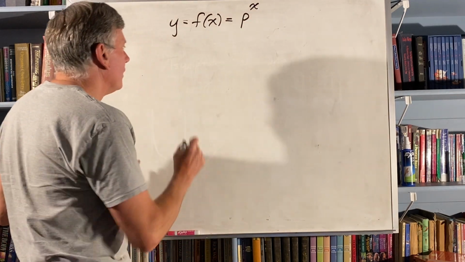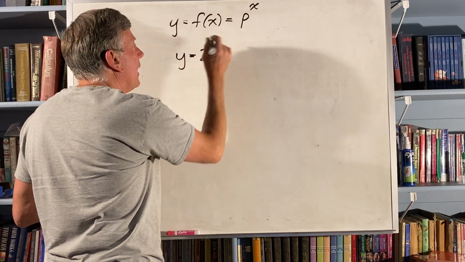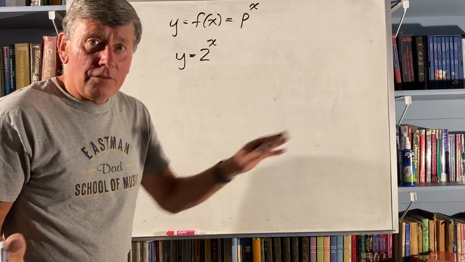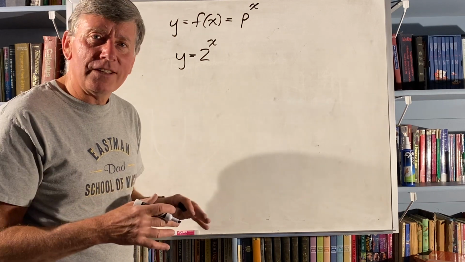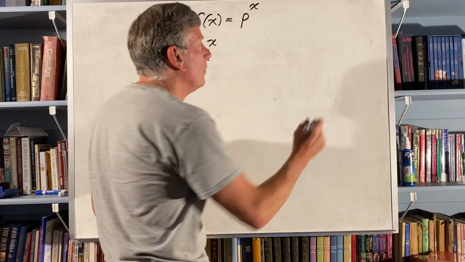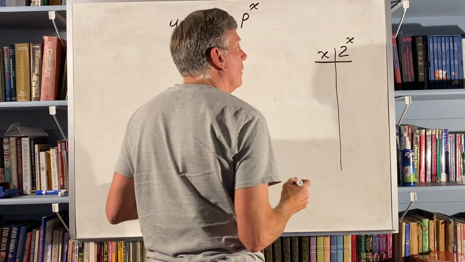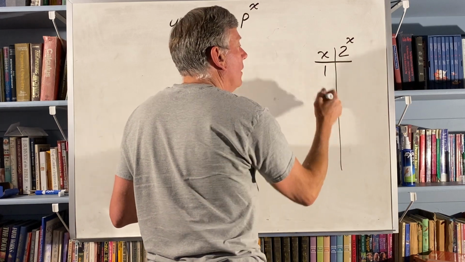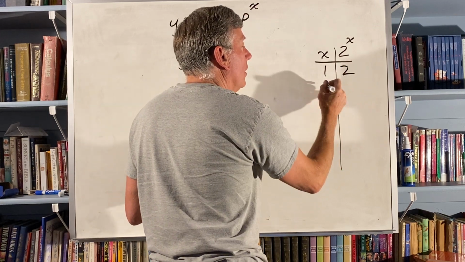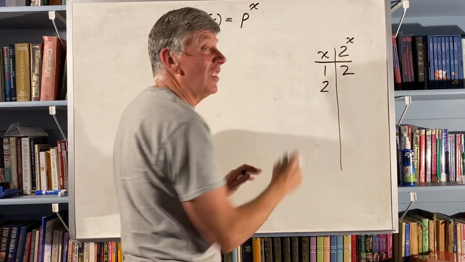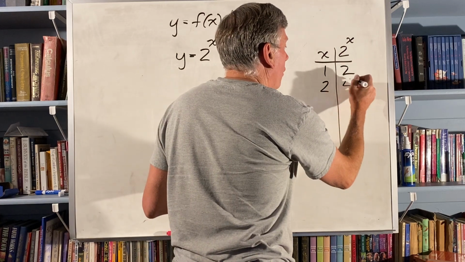My favorite example of this right off the bat is with p equal to 2, y equals 2 to the x. It's good, off to the side when we're exploring a new function and you don't have a grasp for how to graph these things, to plot points. So over here I'm going to have x and 2 to the x. When x is 1, 2 to the first power is 2. When x is 2, 2 to the second power, putting 2 up in the x slot, gives me 4.